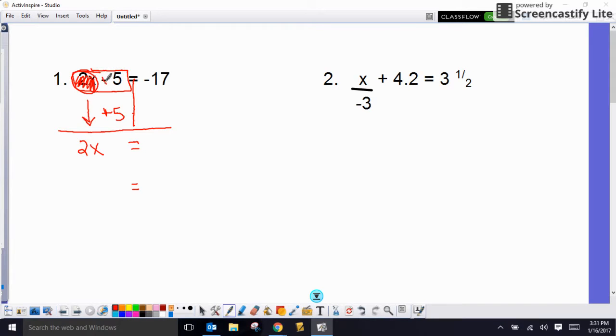And -5 plus 5 cancel out, but what I do on one side, I need to do on the other. So if I added 5 to the left of my equal sign, I need to add a 5 to the right. So I end up with -12.